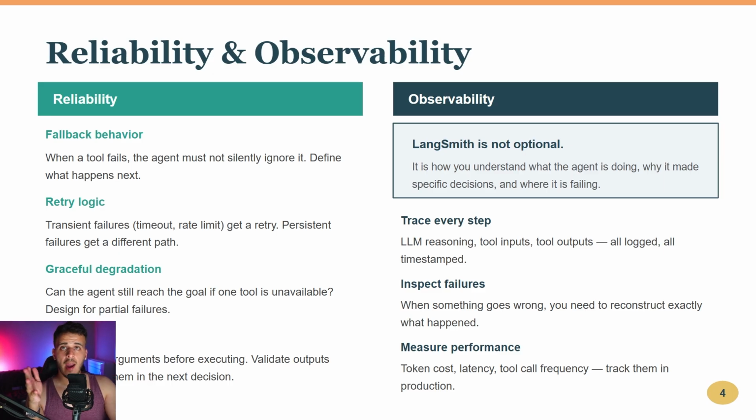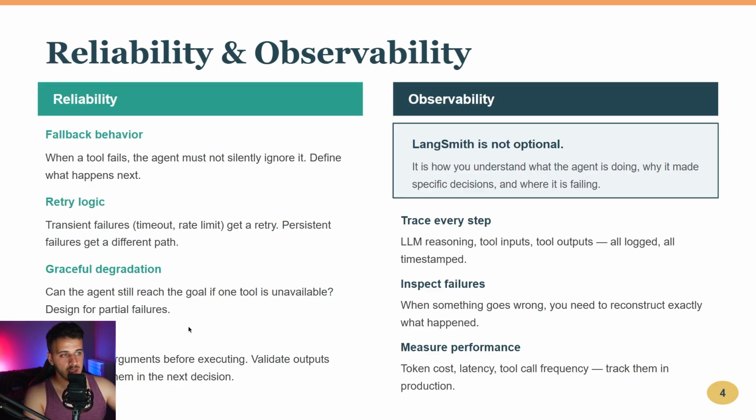Also, you need to try and make sure that the agent can reach the goal, even if some tools are unavailable. In many cases, that might happen. You might be able to reach a goal even when some tools are not available. So this is what means designing for partial failures. And we always need to validate the arguments of the tool. The input the tools get before execution need to be validated. This will solve so many of the issues we discussed before.